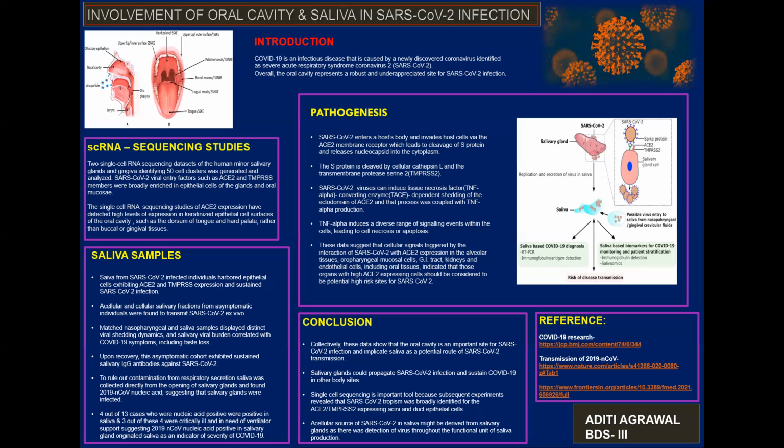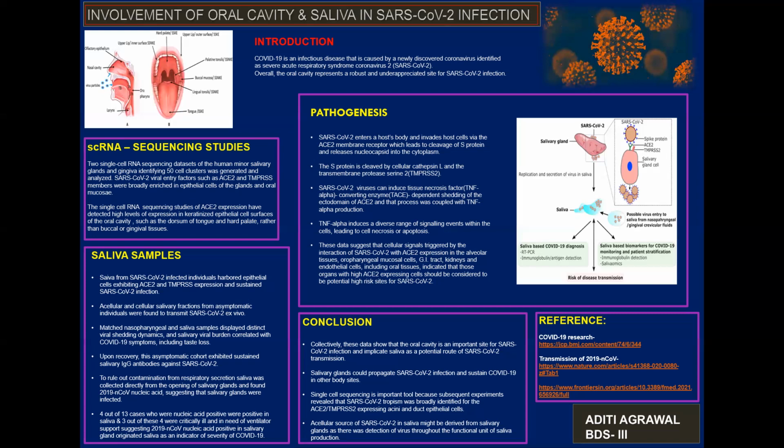To rule out contamination from respiratory secretion, saliva was collected directly from the opening of salivary glands and found COVID-19 nucleic acid, suggesting that salivary glands were infected. 4 out of the 13 cases who were nucleic acid positive were positive in saliva, and 3 out of these 4 were critically ill patients and were in need of ventilator support, suggesting that COVID-19 nucleic acid positivity in salivary gland originated saliva is an indicator of severity of COVID-19.